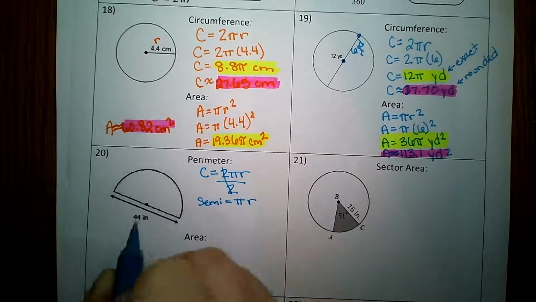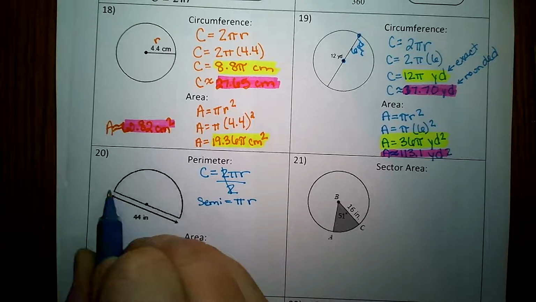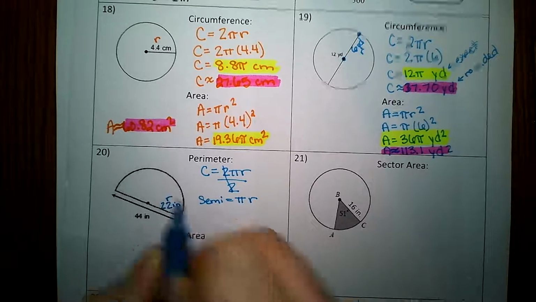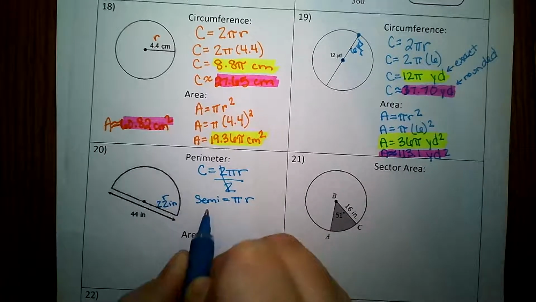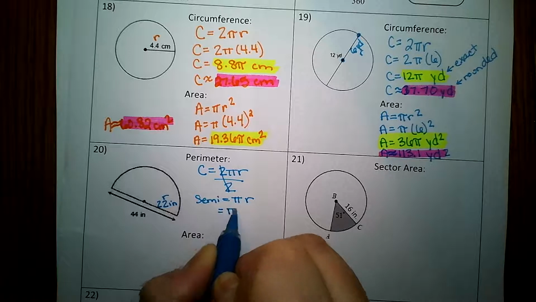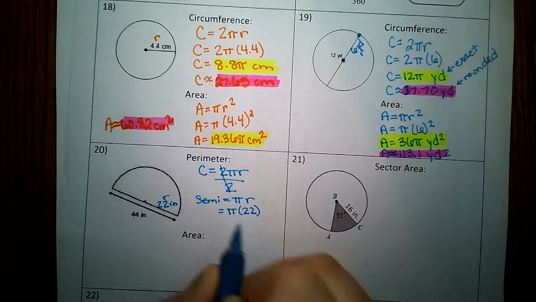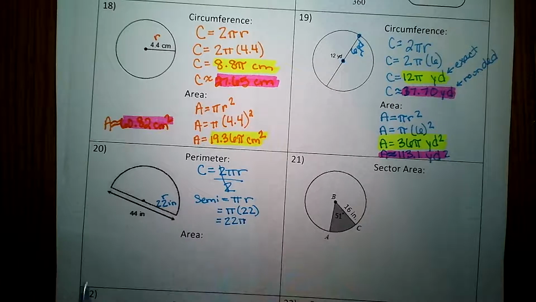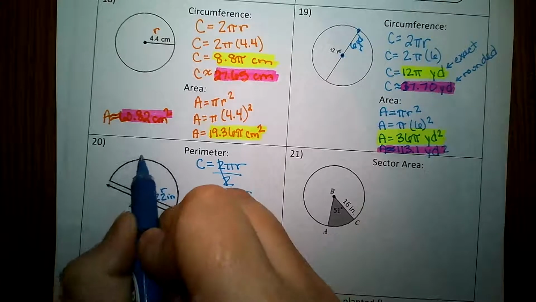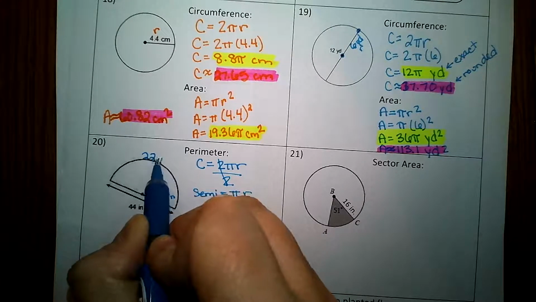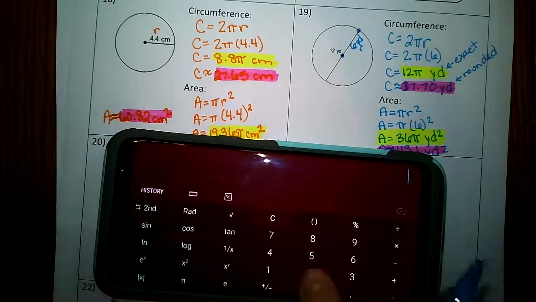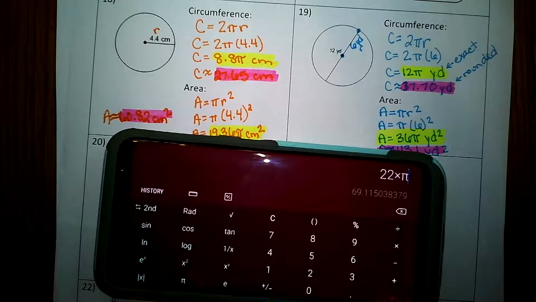So the radius in this picture would be half of this full distance. So our radius is equal to 22 inches. So the semicircle would be pi times 22, which would be easily written as 22 pi. But then that would be this part out here, 22 pi, which of course we could round. Get my calculator ready. 22 times pi is 69.12.